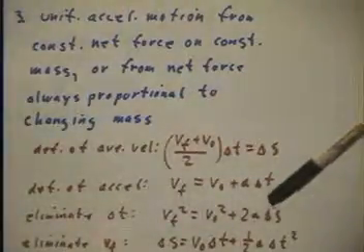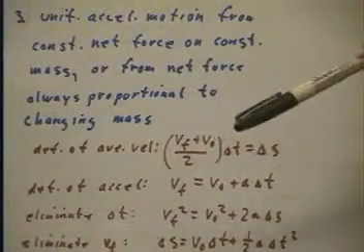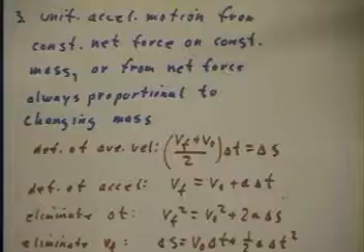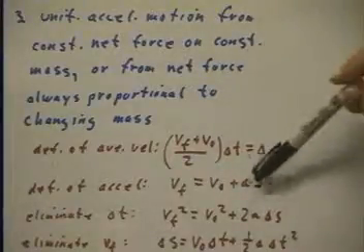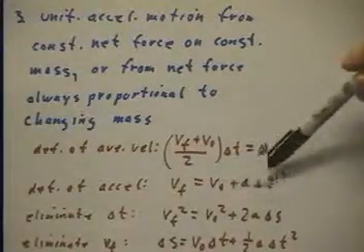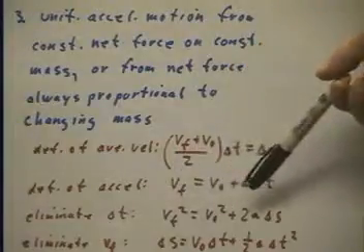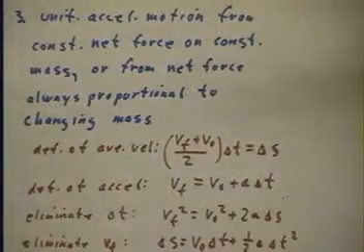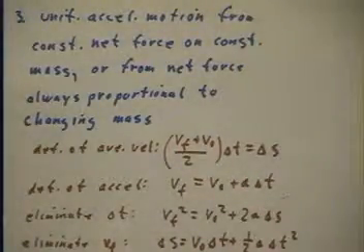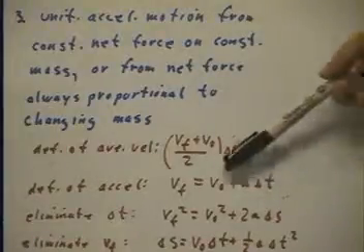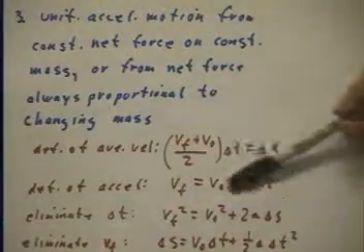Definition of acceleration is that acceleration is delta V over delta T. If acceleration is uniform, then if we take our delta V over delta T, which is Vf minus V naught over delta T, set it equal to acceleration, and solve for Vf, we get this equation.